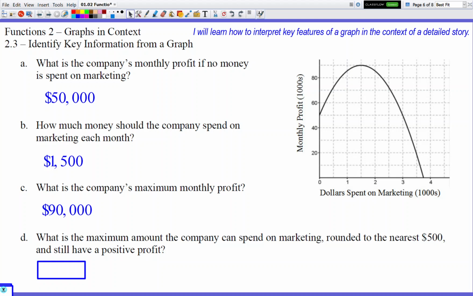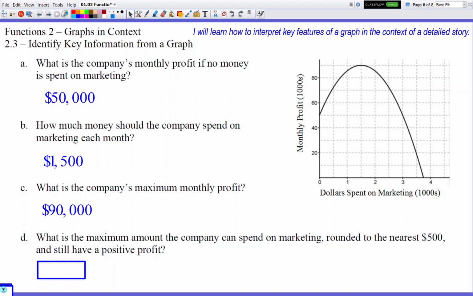Okay, letter D. What is the maximum amount the company can spend on marketing, rounded to the nearest 500, and still have a positive profit? Okay, so I guess this graph doesn't show what happens if I keep on spending. This graph, I guess, is heading in a downwards direction, right?